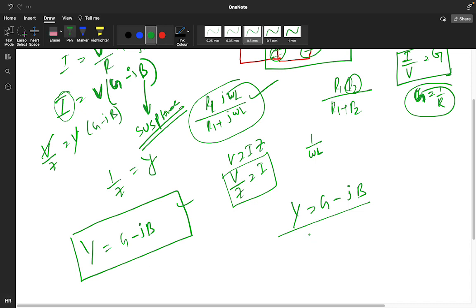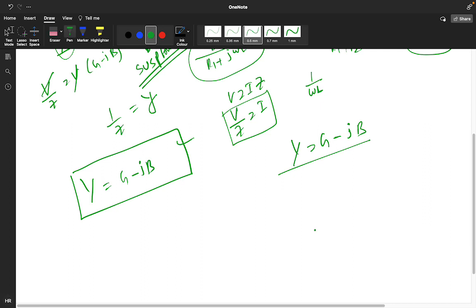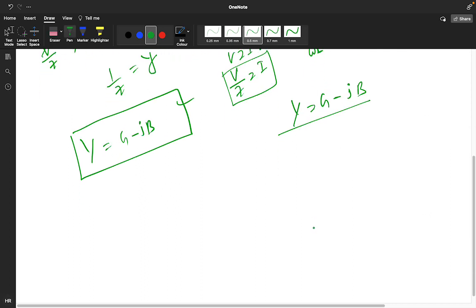Prasanna, is this clear? Yeah, it's clear. Okay. Vaishnavi, for you it's clear? Yes, sir. Priyanka, clear? Sharon, clear? Yes, sir. Okay.